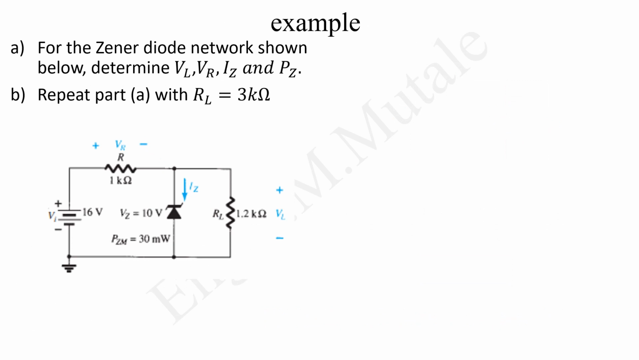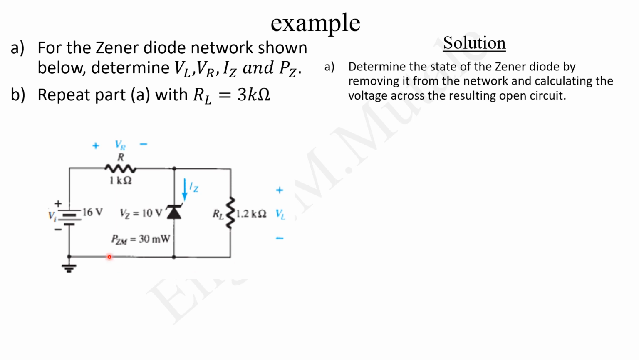For example, for the Zener diode network shown below, determine VL, VR, IZ, and PZ. VL is the voltage at the load, VR the voltage across this resistor, IZ is the Zener current, and PZ is the power on the Zener. The first step in our solution is to determine the state of the Zener diode. Is it in the on or the off state? We determine the state by removing the Zener from the circuit. Once you remove it, you calculate the voltage drop across the load, or across the removed Zener diode, because they're in parallel.